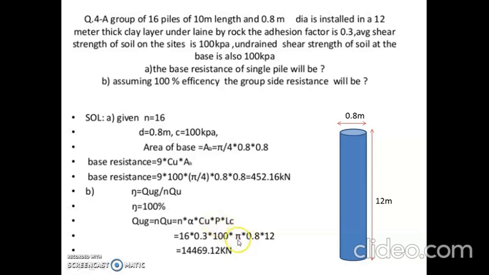P is the perimeter. Since it is a circular pile, perimeter will be pi into d or 2 pi r. So it can be written as pi into d, which is 0.8, into length of the pile, which is 12 meter. Once we calculate, we get QUG as 14469.12 kilonewton.